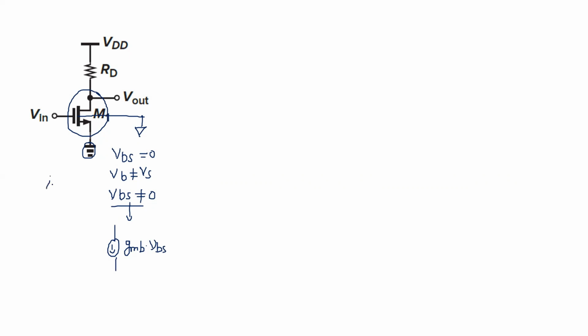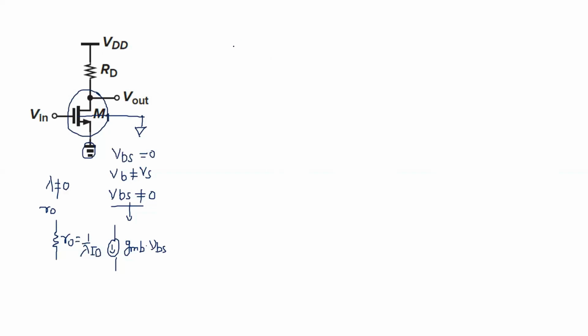And the CLM effect, when lambda is not equal to 0, is going to be replicated by Rout, where this impedance Rout is nothing but 1 upon lambda ID. So the same thing is also applicable here for PMOS.